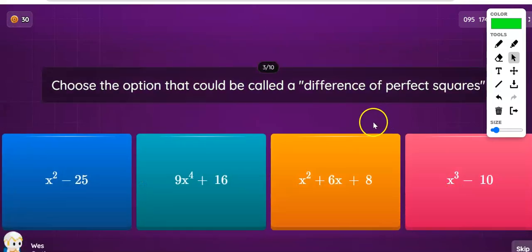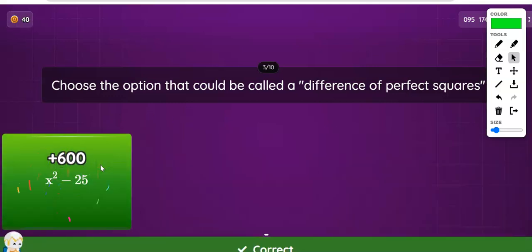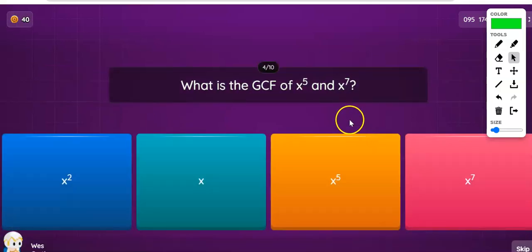Choose the option that could be a difference of perfect squares. So what does difference mean? It means subtract. So it's got to be the red one or the blue one. But the red one, 10 is not a perfect square, so it's not the red one. Neither was the cube, the x cubed.